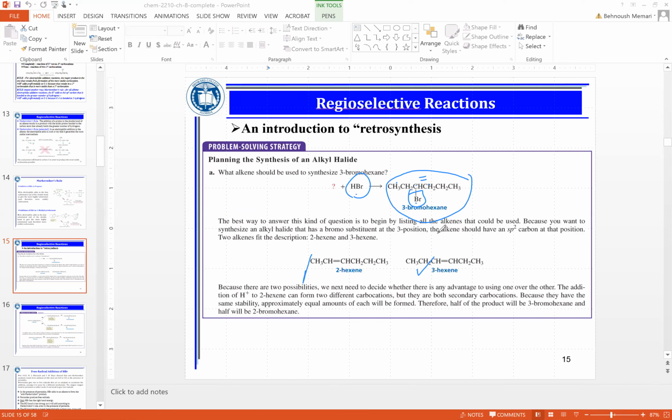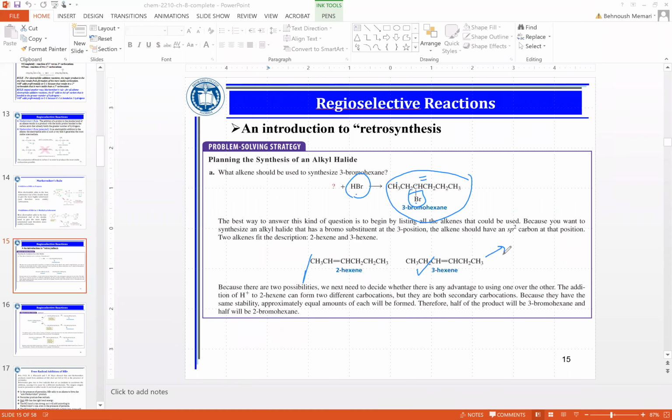Which one would be better? Would it make any difference? Which one would be a better choice in this case? Would it be the 3-hexene? What makes the 3-hexene better? I just kind of looked at the symmetry. Mm-hmm. I don't think it matters since they have an equal number of hydrogens, right? They have an equal number of hydrogens.